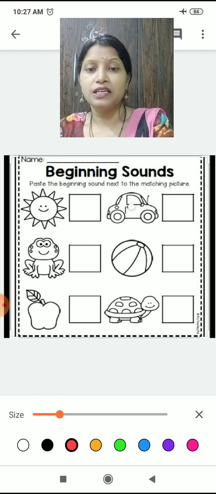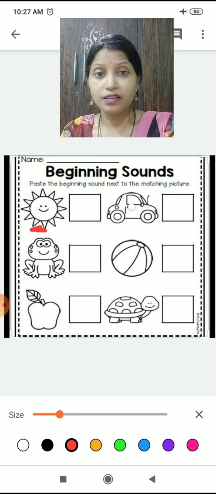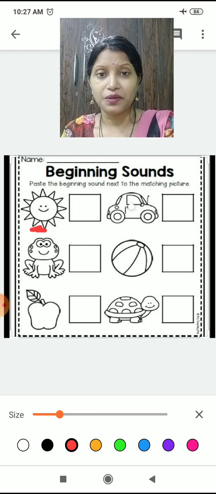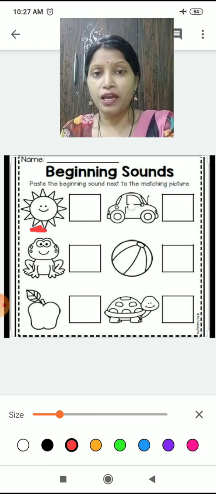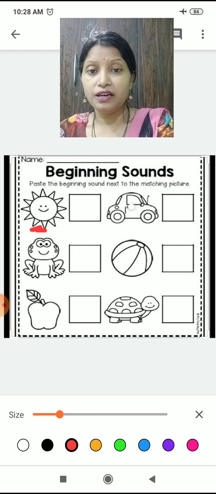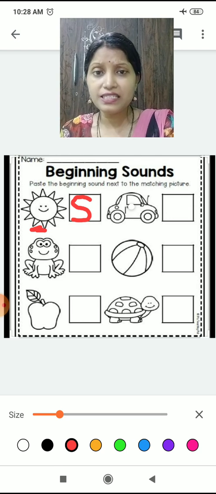Now tell me, children, what is it? Recognize it. This is a sun. So which alphabet is there in the beginning of the sun? Which alphabet are we going to write here? Yes, it is S. S is for sun, right?